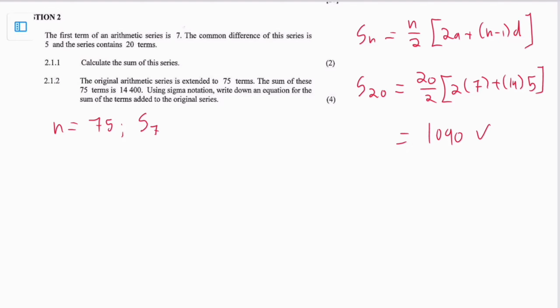So sum of 75 terms is 14,400. Using sigma notation, write down an equation for the sum of the terms added to the original series. So this is 4 marks, but it's an incredibly easy question. So how do you go about solving this? First of all, we know that the sum of the series with 75 terms minus the sum of the series with 20 terms is just 14,400 minus 1,090, and that gives you 13,310.